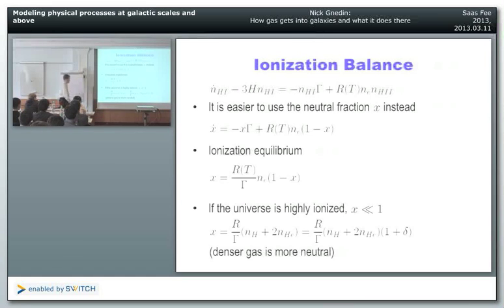I could have solved it, not even exactly, but that's all I need at this point. Because the universe is highly ionized, in fact, I can forget about this minus x for at least a little while today. And then in the ionization equilibrium, I have the neutral fraction. It depends on the ratio of recombination rate and photoionization rate. It also depends on the number density of electrons.